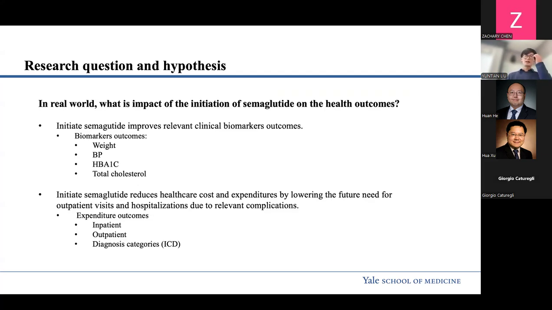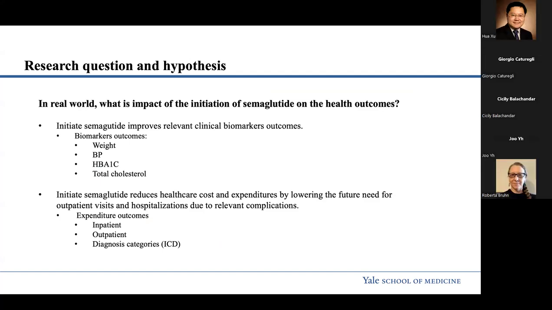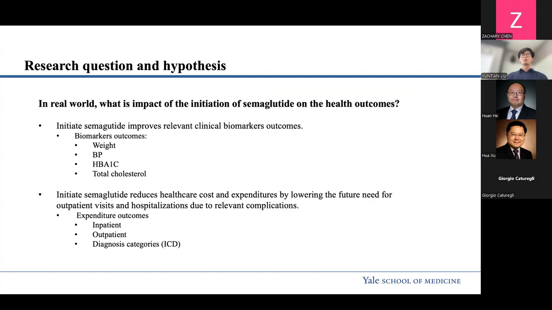So, like I said, it's "attention is semaglutide all you need." That question is not formalized. So the real research question now boils down to: in the real world, what is the impact of the initiation of semaglutide on healthcare? Because we've seen so many trial outcomes. We speculate that theoretically it can reduce the cost and help patients get better health, but is that really the case in the real world?